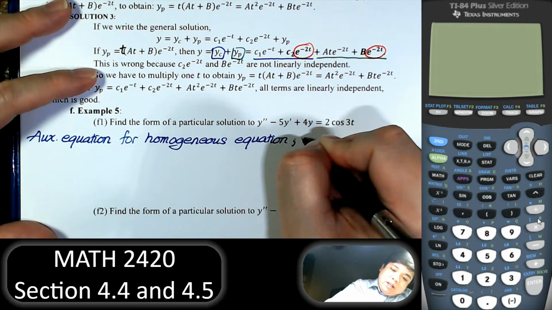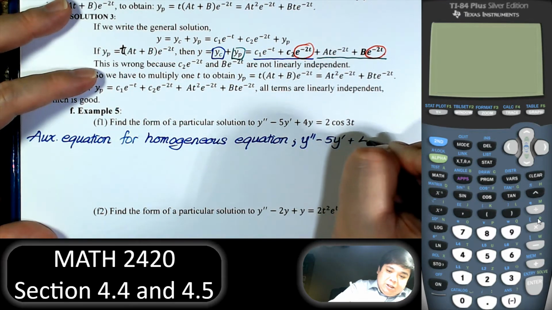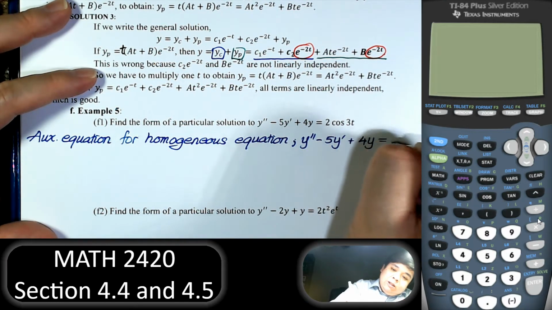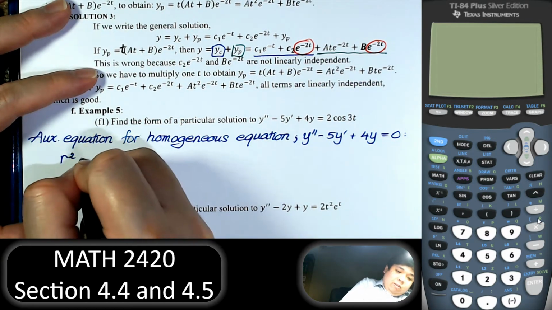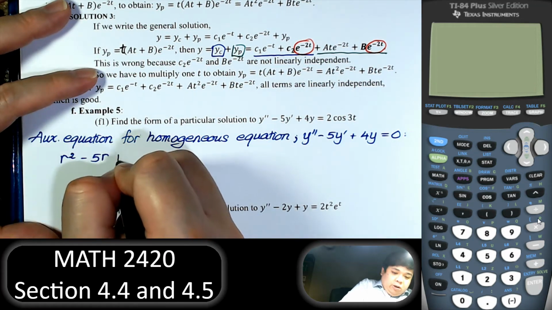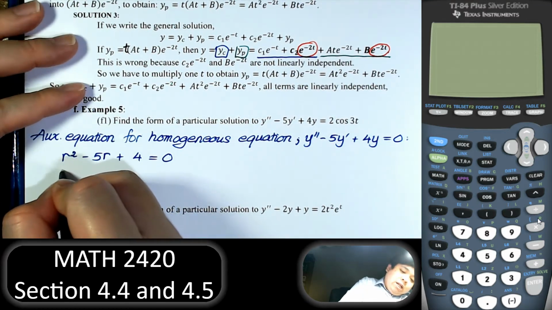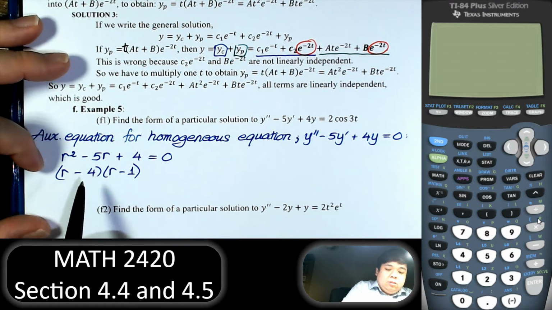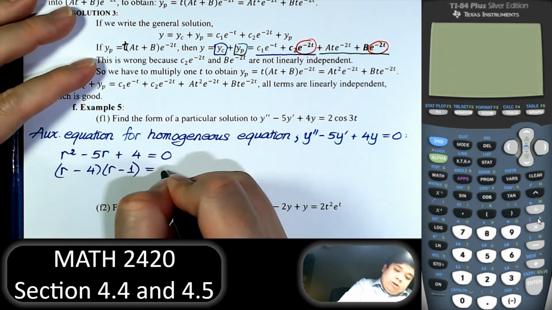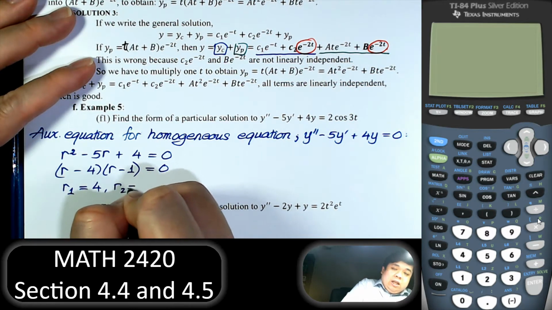So we're just going to make this equal to 0. And the auxiliary equation for that is r squared minus 5r plus 4 equal to 0. So in that case we have (r minus 4)(r minus 1) equal to 0, so r1 equal to 4 and r2 equal to 1.